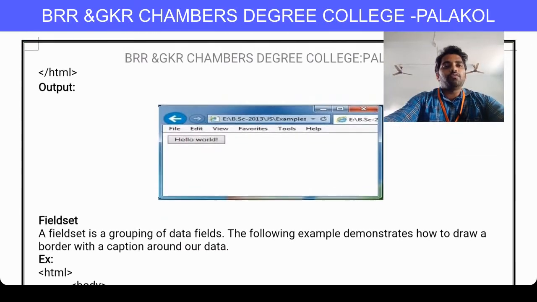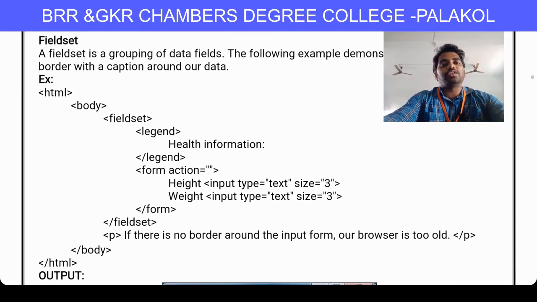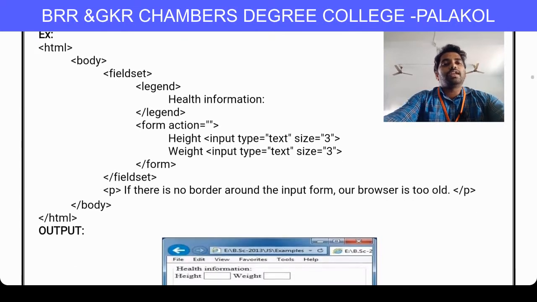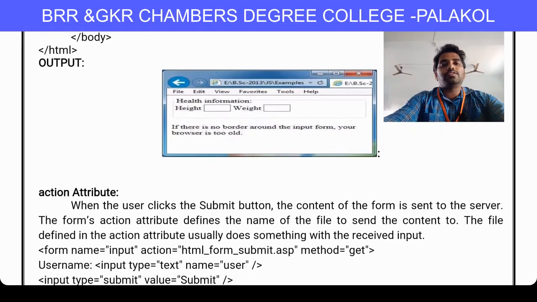Okay, next one, field set. The field set is the grouping of data fields. The following example demonstrates how to draw a border with a caption around our data. HTML, body, field set, health information, form action, height. You create a text box, size 3, weight, input type text box, size is 3. Three characters, three representation is stored. Field set. If there is no border around the input, our browser is too old. Okay, body close and HTML close.